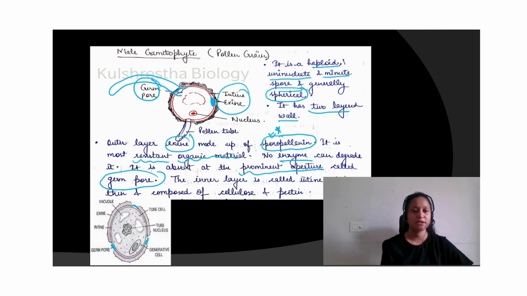Okay, so this is a typical structure of a pollen grain. Intine and exine are the two layers here. Then a large cell, which is also called the tube cell. It is the vegetative cell, also called tube cell, and has a nucleus which is called the tube nucleus. It is an irregular nucleus. The spindle shaped generative cell is floating inside the vegetative cell. This is the generative cell.